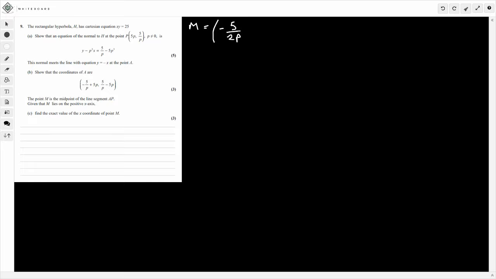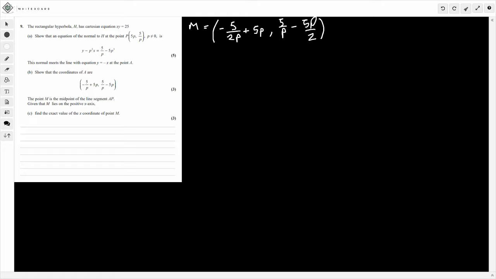Minus 5 over 2p plus 5p, like that. So that's my x coordinate, and then my y coordinate is going to be 5 over p minus 5p divided by 2. So those are the coordinates now, but in terms of p.